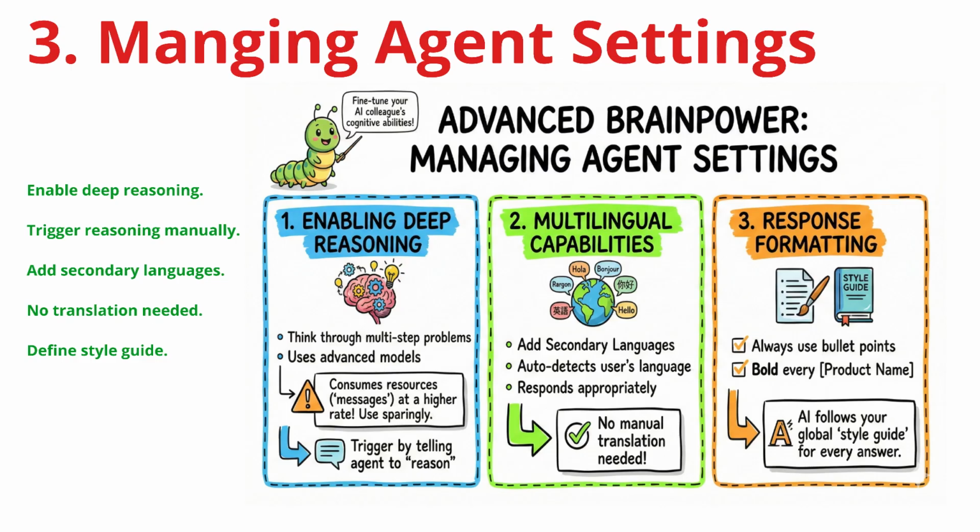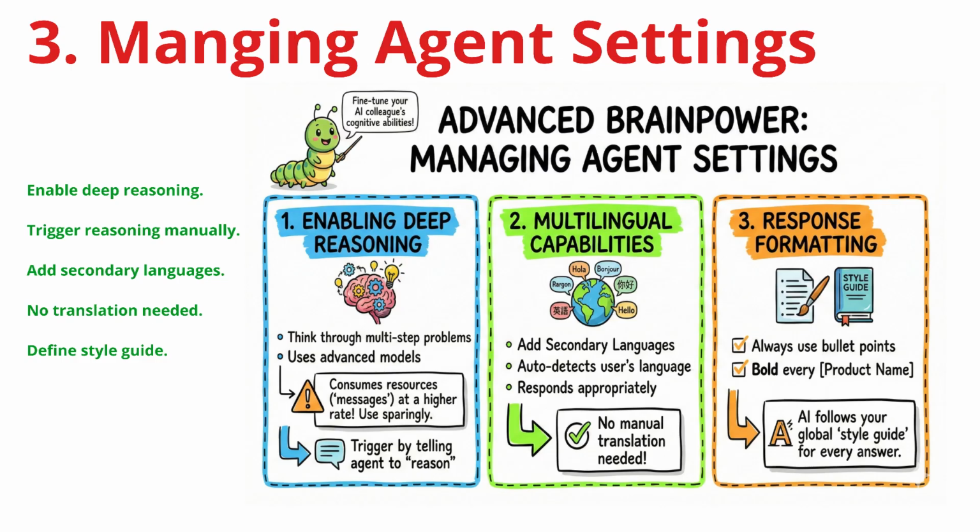Next up are multilingual capabilities. In a global world, you need more than one language. You can add secondary languages in the settings, and the agent will automatically detect the user's language, like hola or bonjour, and respond appropriately. The best part? No manual translation is needed.